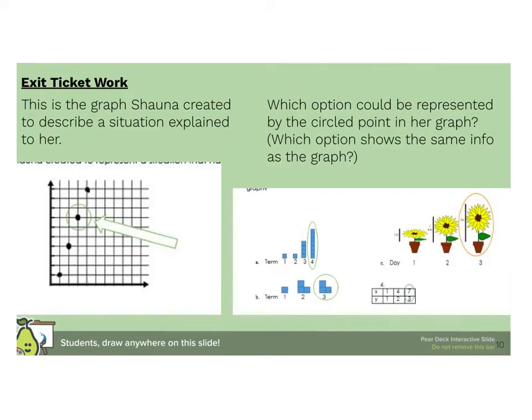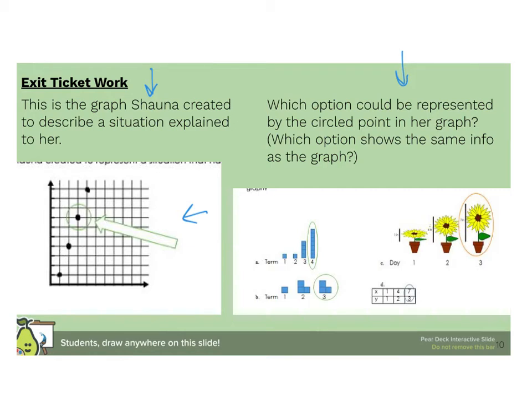All right, so I just want to walk you through the exit ticket to make sure you understand what it's asking you. So the first side over here on the left, this is the question, all right? Shauna was given a situation and she graphed it, and she got this graph here. Over here is the question.